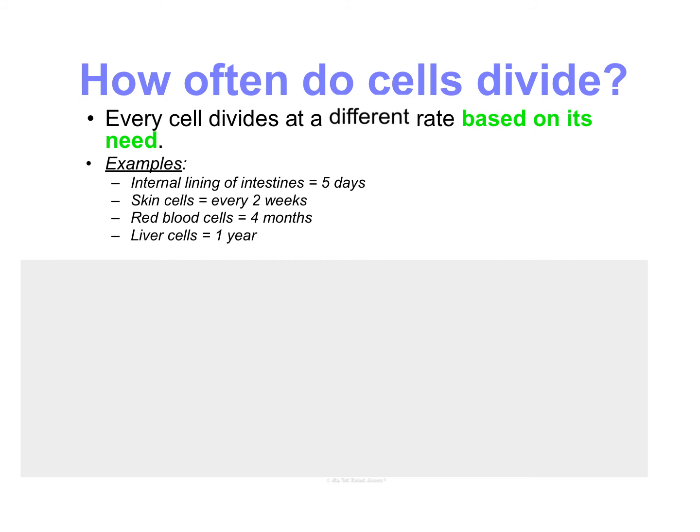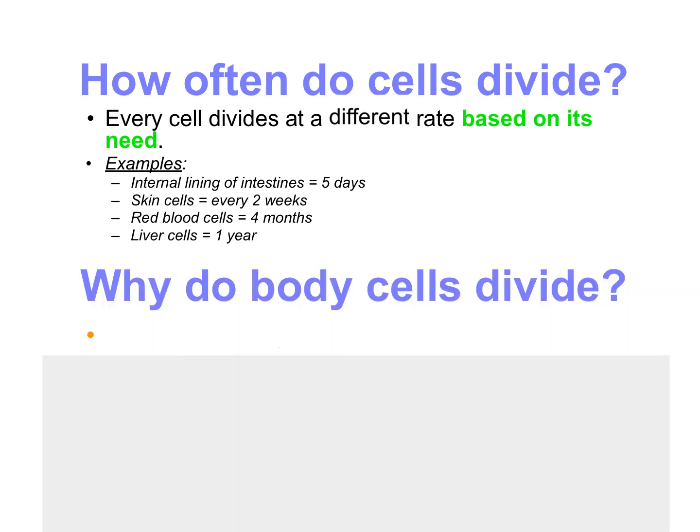So some examples of this, we have the internal linings of the intestines is every 5 days. So kind of like our cheek cells, where we have saliva, there's stomach acid. So it has to reproduce a lot because we're breaking those cells down as we use them. Then our skin cells every 2 weeks. Again, they're dead. We're flaking them off all the time. Red blood cells every 4 months, and then liver cells a year. So just depending on the cell, it's going to have a different time rate.